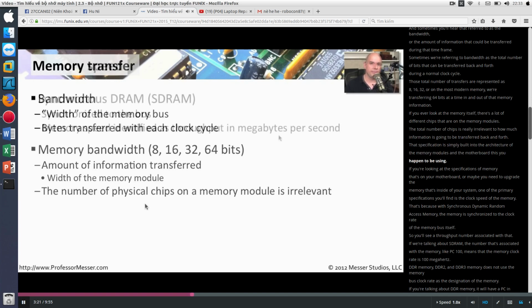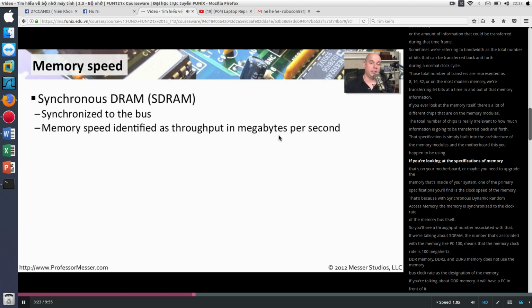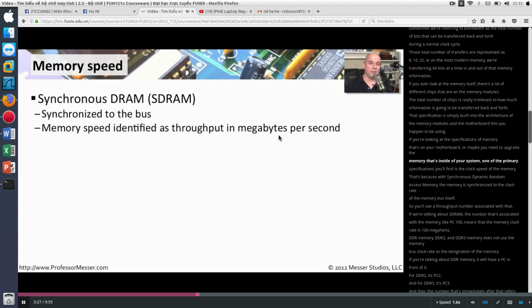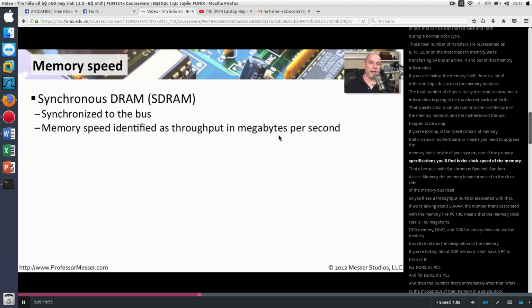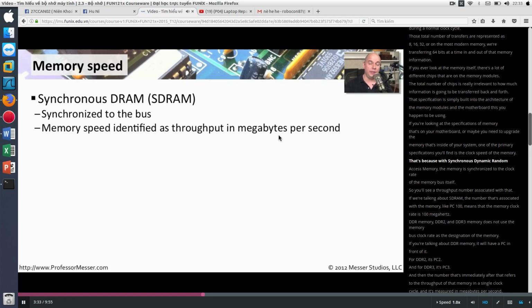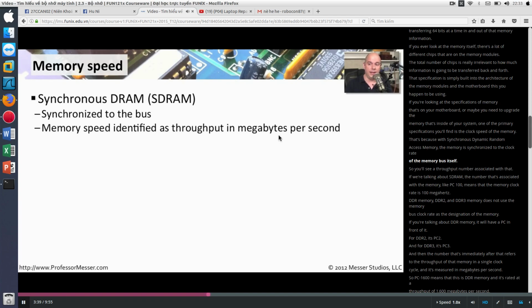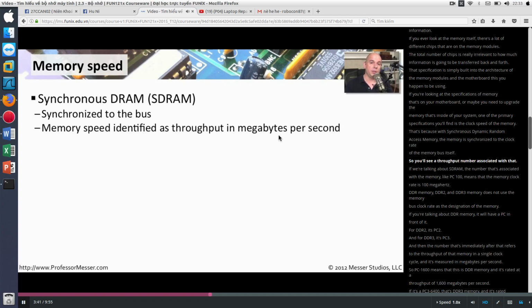If you're looking at the specifications of memory that's on your motherboard, or maybe you need to upgrade the memory that's inside of your system, one of the primary specifications you'll find is the clock speed of the memory. That's because with synchronous dynamic random access memory, the memory is synchronized to the clock rate of the memory bus itself. And so you'll see a throughput number associated with that.